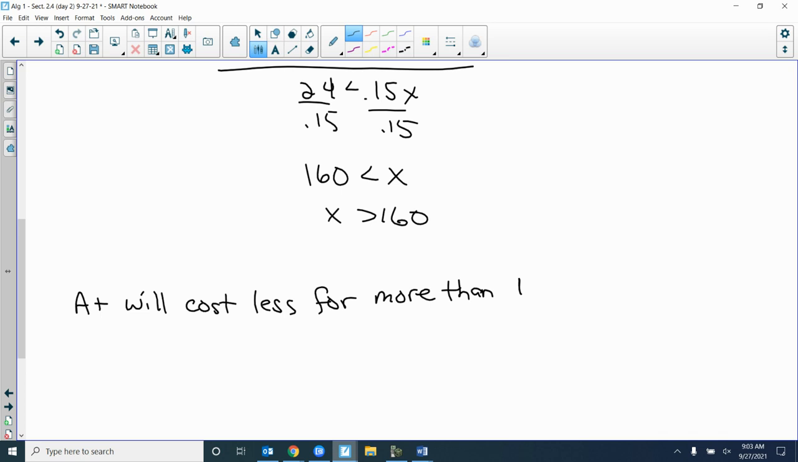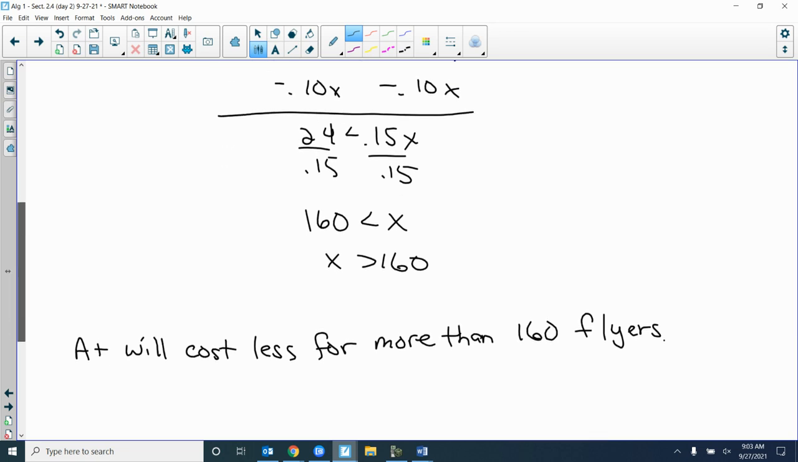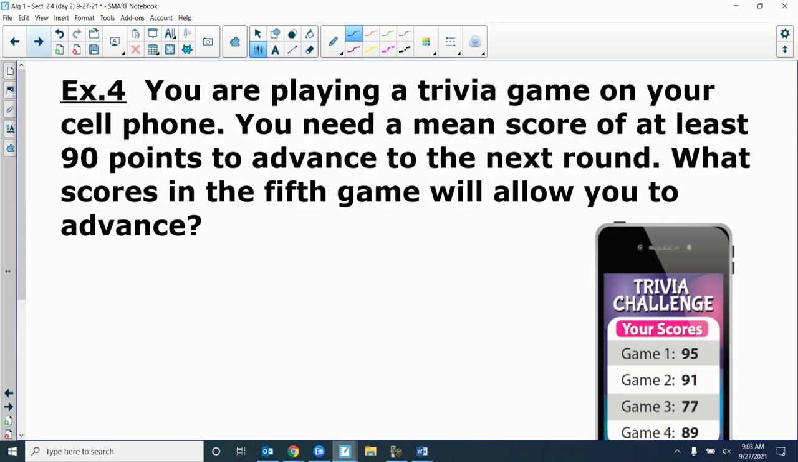160 flyers. So you've got to put this in the correct words. You just can't say 160 flyers because at 160 it's actually going to be equal. Anything more than 160 will cost less. Anything less, you're going to go with Print and More. So if you have 80 flyers, it'd be Print and More. If you had 100, it'd be Print and More. Once you get over 160, at 160, they're the same. At 160, they are the same. So we really have to work on how we word that.